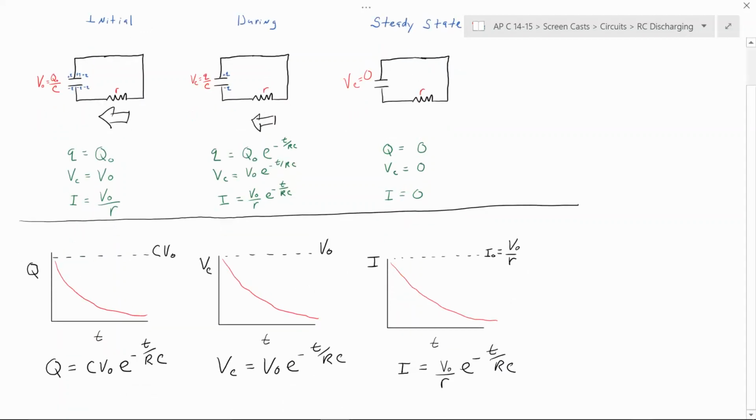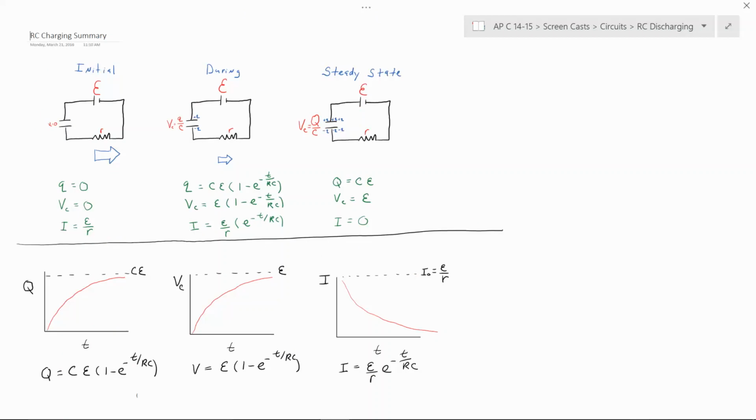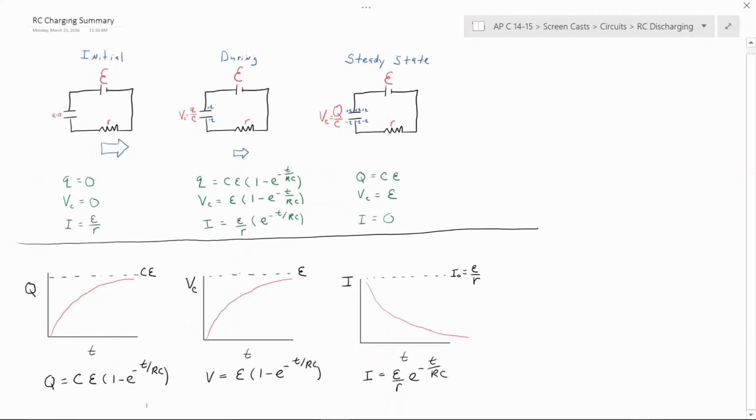And here are the relationships we just looked at. Now, compare and contrast that with charging. So for a charging capacitor, you start off with no charge, no potential, lots of current, E over R, and then you end up with potential across the capacitor that's the same as the battery voltage but opposite. So in the end, the capacitor actually has charge. In the beginning, it doesn't. And the voltage that you end up with is the same as the battery voltage, but in the opposite direction.